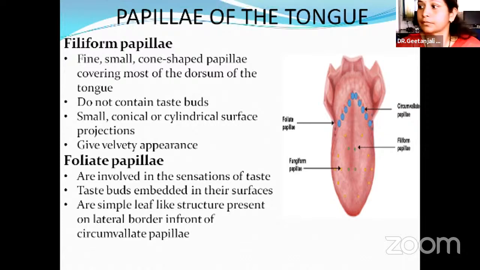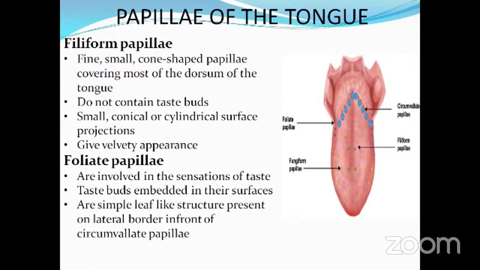It gives a velvety appearance to the tongue. Then come to the filiform papilla. The important structure, filiform papillae, are fine small papillae covering the dorsum of the tongue.